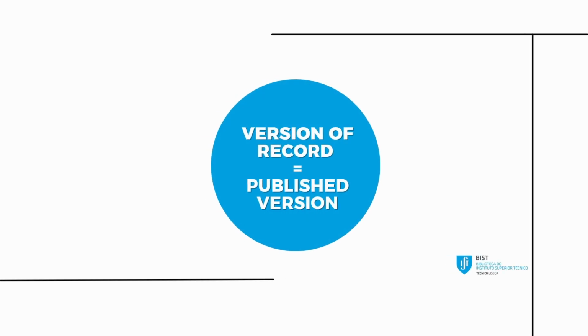Published version. Documents that are in open access at publishers, resulting from the payment of APC fees or from journals that are in open access at no cost to the authors, have the deposit process facilitated. One must simply insert the published version file.